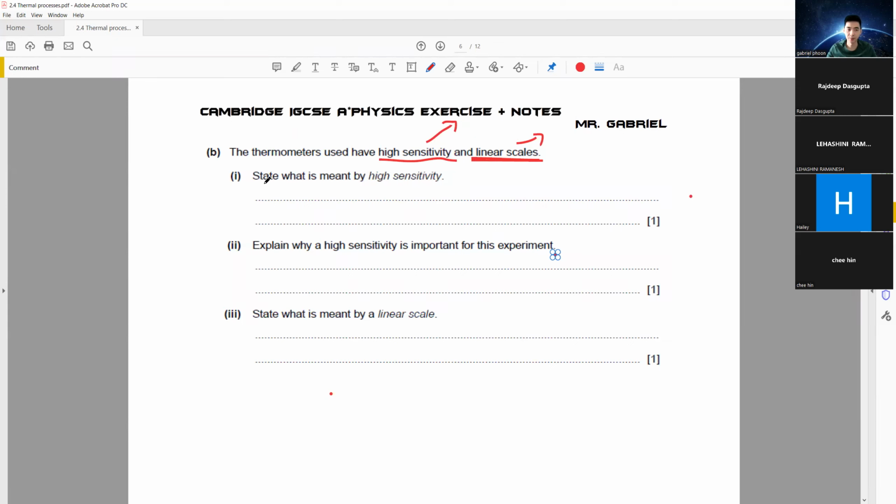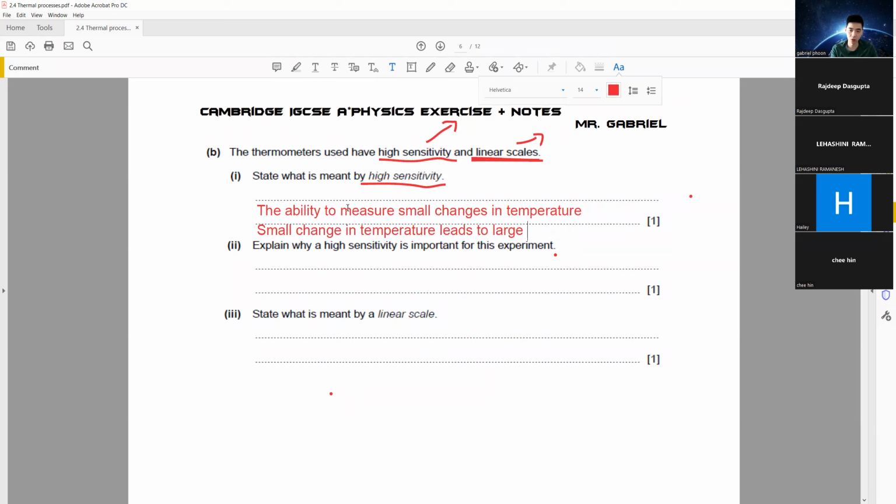From here, they ask you to state what is meant by high sensitivity. You could either write the ability to measure small changes in the temperature, or you could also say something like small change in temperature leads to large change in reading. Guys, if you look at the mark scheme later on when you're doing the past year papers, you'll notice that these two are always the standard answers for sensitivity.